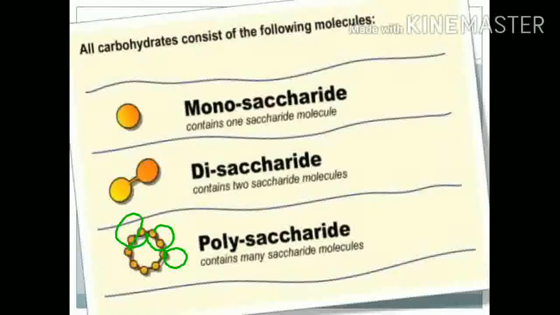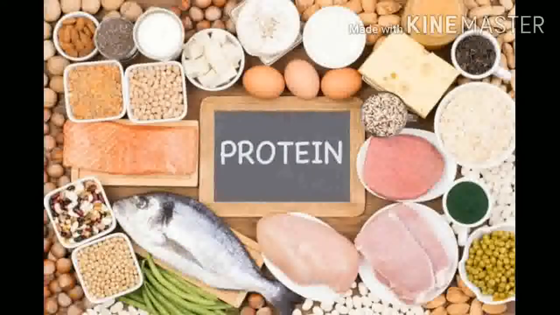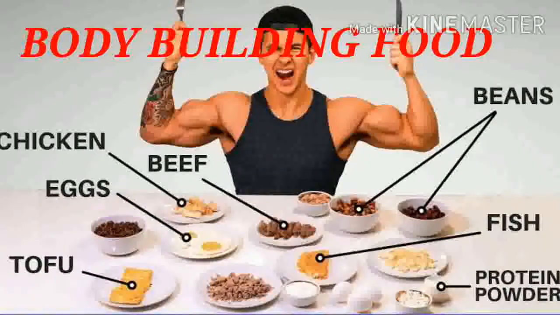The second nutrient is proteins. Proteins are essential nutrients, isn't it? We all know that carbohydrate is called energy giving food. Here the protein is called body building food. These proteins are the building blocks of our body. They provide flesh, building the body. So it is called body building food.